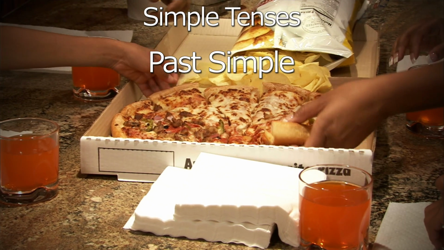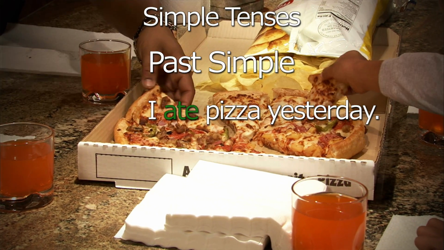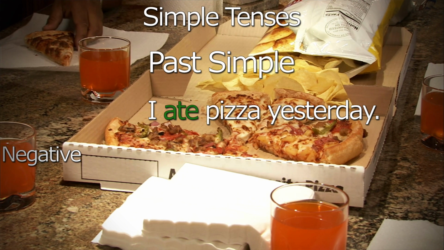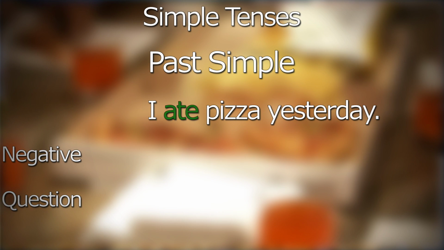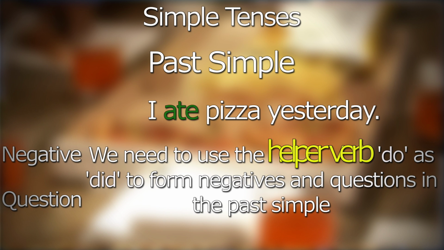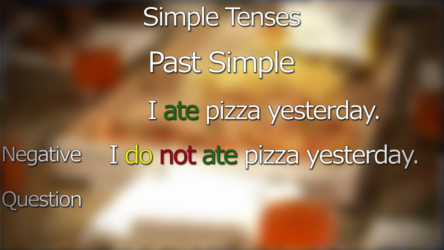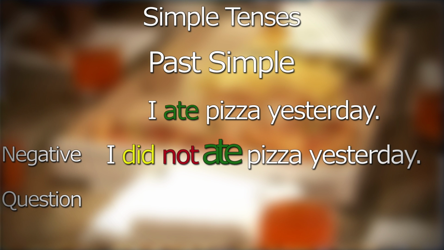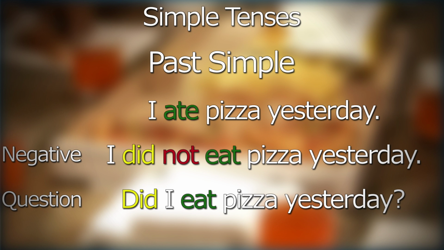Okay, now let's look at the past simple. I ate pizza yesterday. Now for the negative and the question forms, once again, because in the past simple we don't already have a helper verb, we need to use the helper verb do as did to form negatives and questions in the past simple. The helper verb do takes the past form from the main verb and becomes did. The main verb switches from the past form into the base form. So the negative, I did not eat pizza yesterday. And the question, did I eat pizza yesterday?